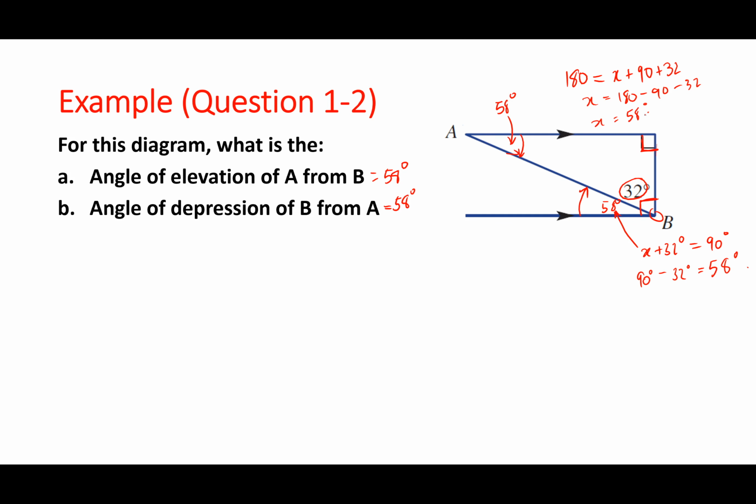Okay, so that's two ways that you can answer that one. So both of those ones are equal to 58. Okay, so this is just an alternative method to work that one out because it's a triangle, or we can just use the fact of alternate angles to work out that 58 and 58, like they must be the same.